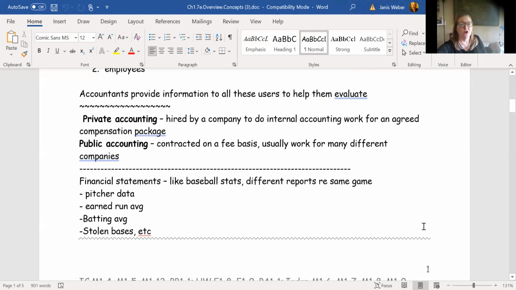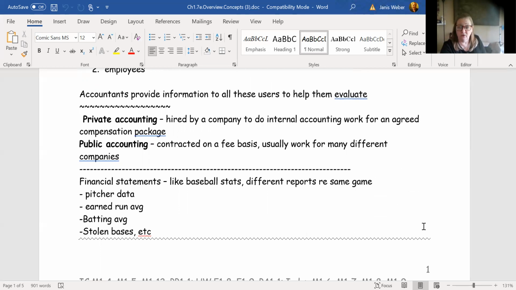There are two basic areas of accounting that an accountant might work in, and that would be private accounting or public accounting. Private accounting is those internal accountants mostly. And so they work for one corporation usually, or for one or two, but they don't generally work for a lot of different companies. Whereas public accountants work on a fee basis for a lot of different companies.